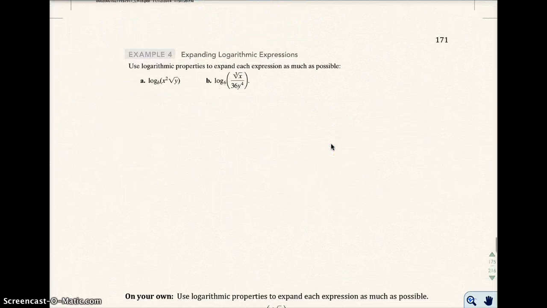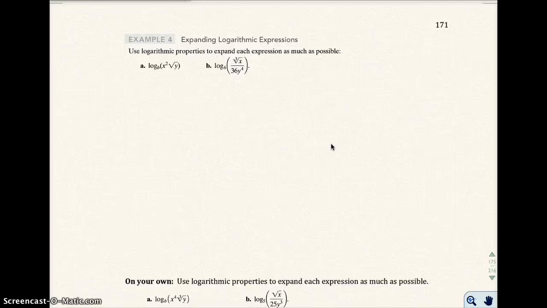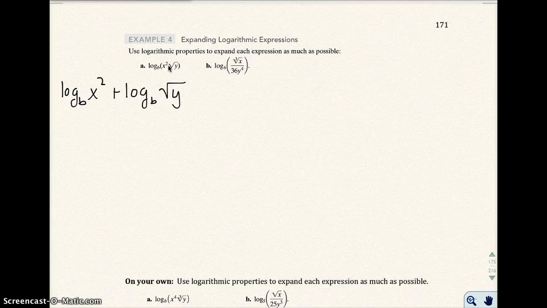Okay, example 4, let's go ahead and use the same properties to expand each logarithm as much as possible. So in part A, I have log base b of the quantity x squared times the square root of y. The first thing I'm going to do is use the product rule. Here's the product right here. So I have log base b of x squared plus the log base b of the square root of y. That was the product rule.